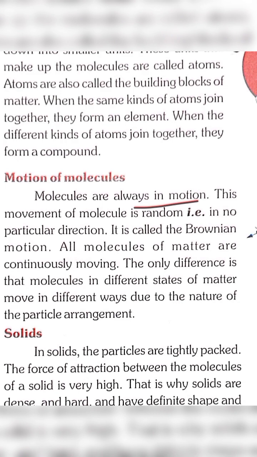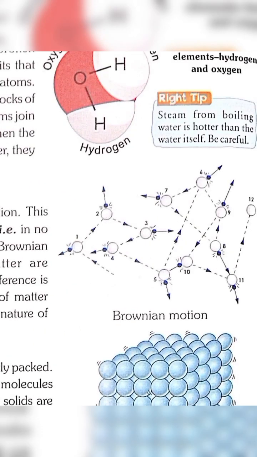The only difference is that molecules in different states of matter move in different ways due to the nature of particle arrangement. Means the movement of any molecule will not have any fixed direction. It always changes direction, and this motion is called Brownian motion. Okay, the picture shown is one type of Brownian motion. Clear? There is no fixed direction.